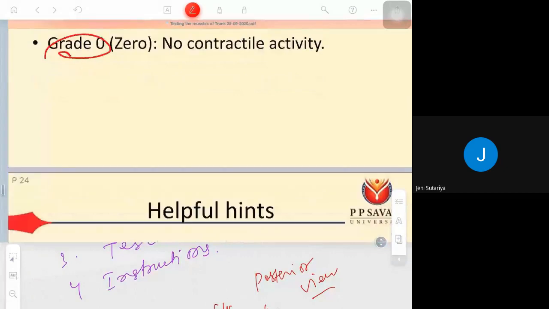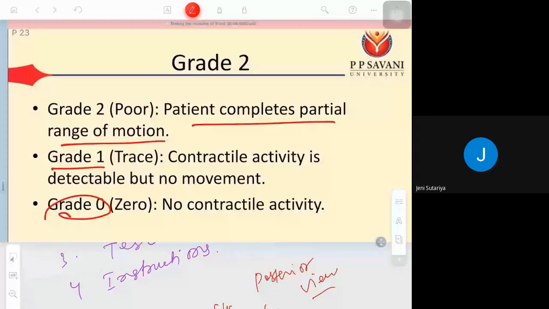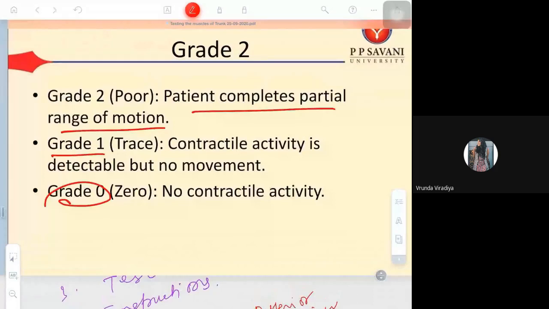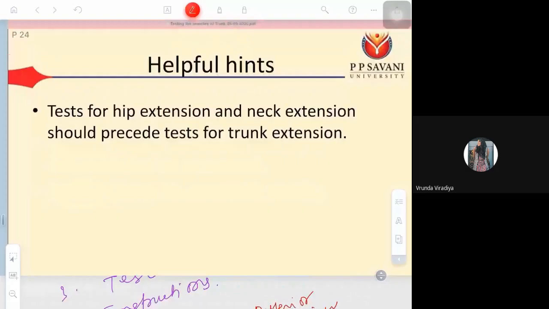Any doubt till here? No, sir. Once you go through these slides again after completion of the class, you recollect what I have said now. If you have any doubt, you can ask me later. So I'll give some helpful hints. Listen now, I will discuss only 4 or 5 points.